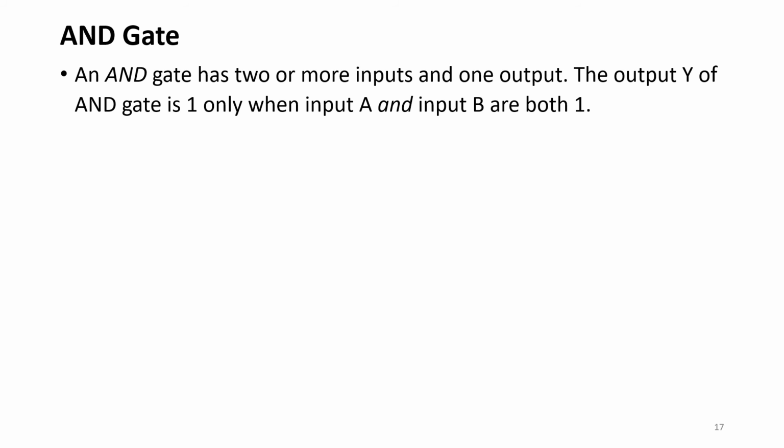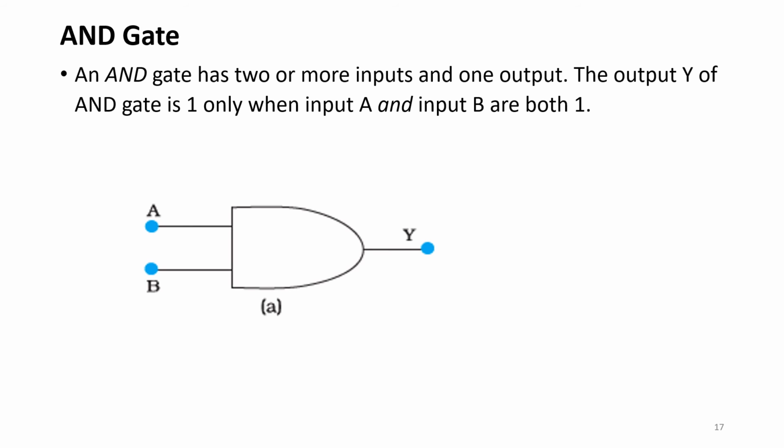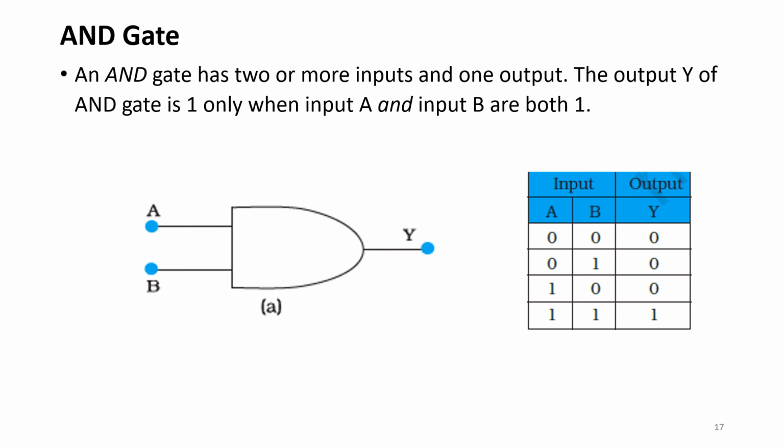Two or more inputs and one output. See here, the difference between OR gate and AND gate representation. AND gate has a straight line and two or more inputs as earlier, A or B. But its representation is like this. This shape has one straight line and one arch, and one output Y. And let us see its relationship.